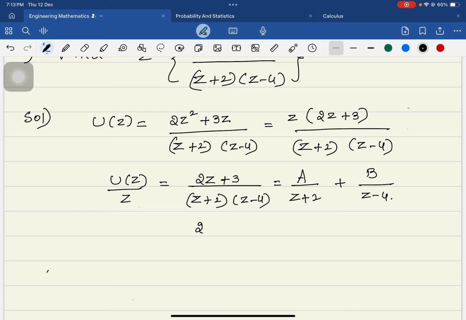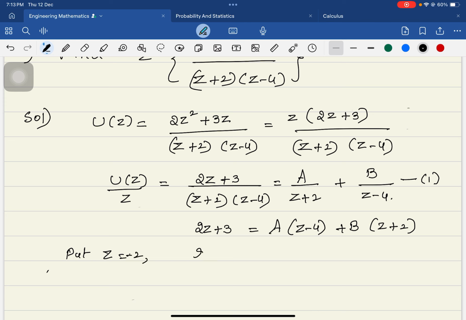Now, what do we do? Take the numerator 2z plus 3, and this can be written as A times (z minus 4) plus B times (z plus 2). So now our job is to get the values of A and B to replace in this equation 1, let us say. So let us put now z is equal to minus 2.